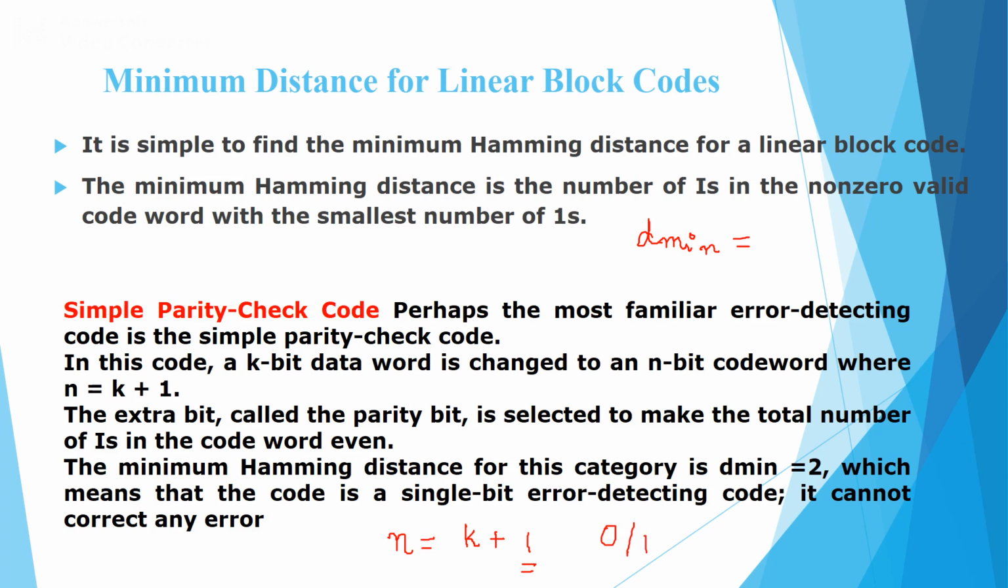We select the extra bit, which is called the parity bit, to make sure that the number of ones in the code word is an even number. We have to maintain the number of ones in the code word as even, so we add one extra bit, which may be either 0 or 1. The minimum Hamming distance for this category is d minimum equal to 2, which means the code is a single bit error detecting code. It cannot correct any kind of errors.